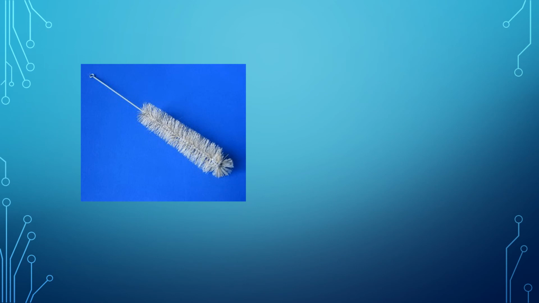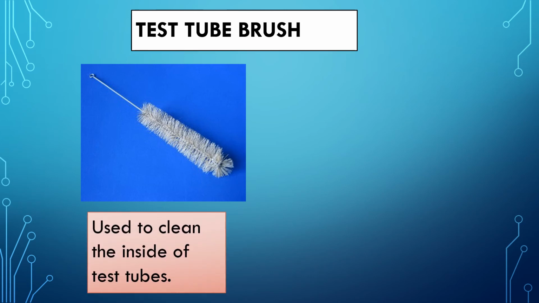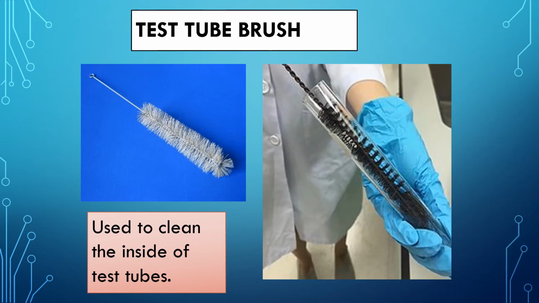You also have, what's the name? It is called a test tube brush. How are we going to use this one? It is used to clean the inside of a test tube. So let's see this one. After using the test tube, you are going to clean it, so you are going to use the test tube brush.